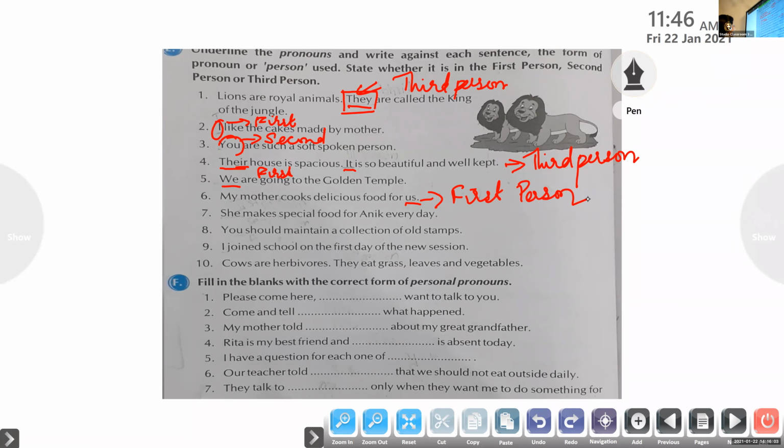Yes, Abigail. Come on, Abigail. Do the next one. She makes special food for Anik every day. So she, it stands for third person. Very good. Yes, very good, Abigail.